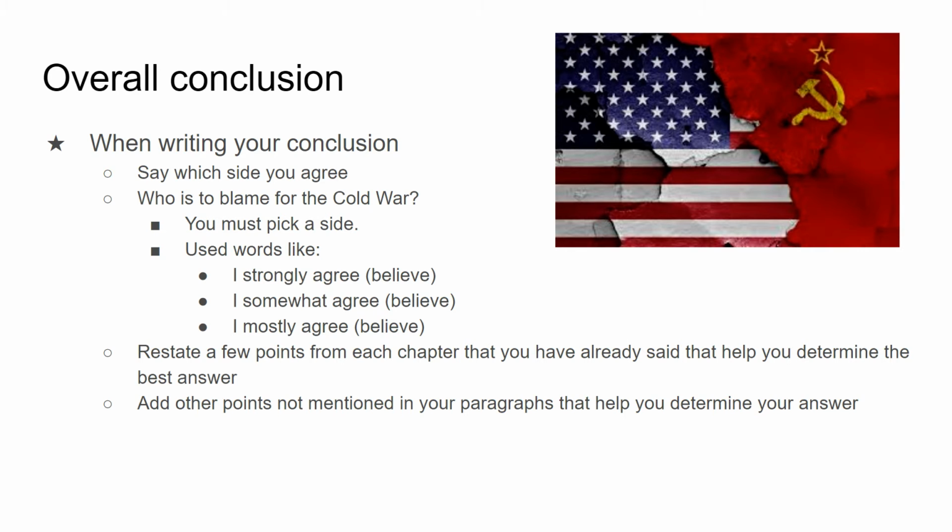Then you're going to restate a few points from each of the chapters and things that you have already said. So this is just a repeat, pulling it out, but not detailed about it, just stating why you believe it. And then there's other things that you might not have mentioned in your paper to help you determine what it is. Then you can finally say, as you can see, this is why I somewhat believe that the Cold War was caused by, pick a side.